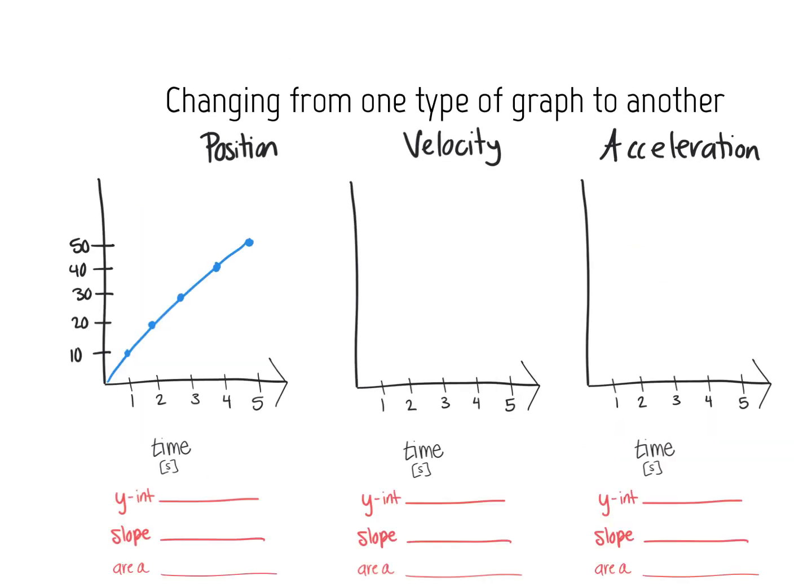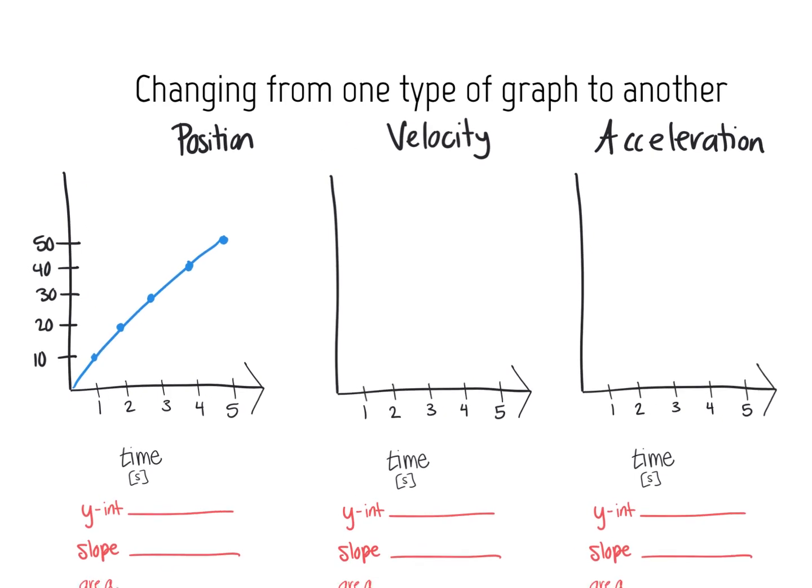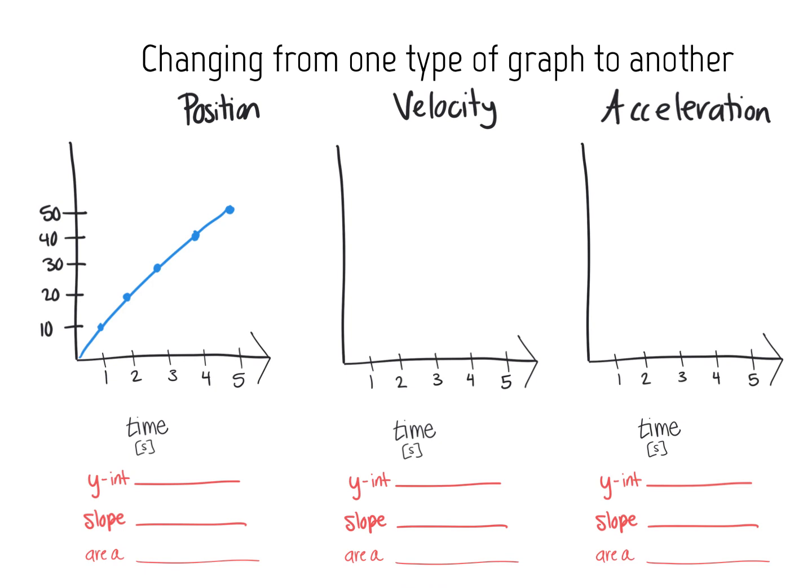Now let's talk about changing from one type of graph to another. Here I have a position versus time graph. My y-intercept tells me my starting position, which is 0 in this case. My slope, I'll have to solve, is rise over run, but the area on a position versus time graph is of no use to me. So if we look at the slope, rise over run, I go up 10 and over 1, up 10 and over 1. That means my slope is a positive 10 meters per second.